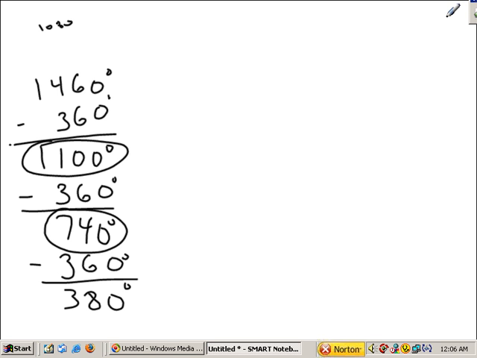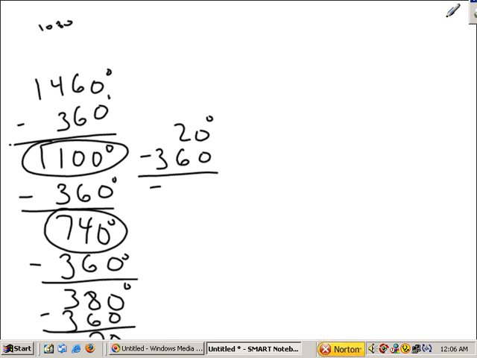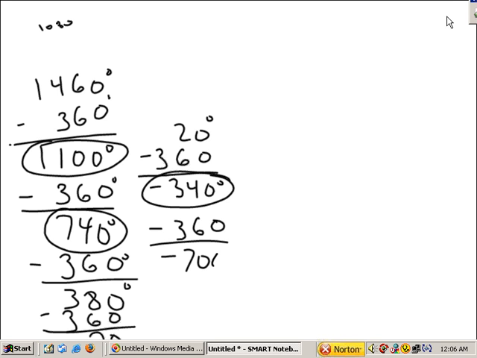That's not negative. And if you take away 360 again, that's not negative. It's 20 degrees. Well, now if you take away 360, you get negative 340 degrees. That's negative. And if you take away 360 again, you get negative 700. That's negative. You know, you didn't have to keep taking away 360.